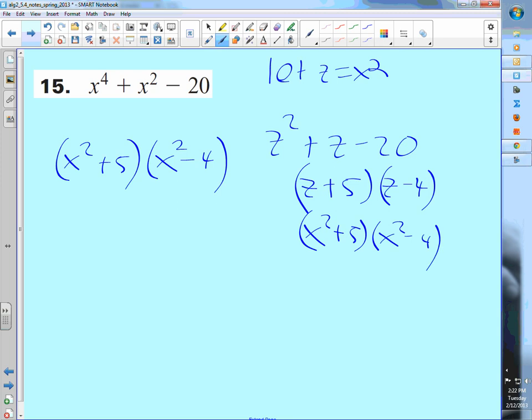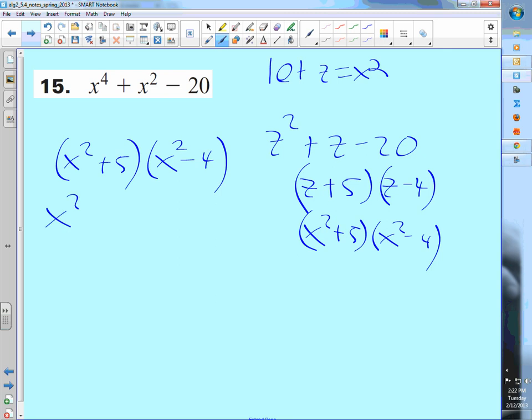Some people really prefer doing this. You let c equal whatever the variable to this power in the middle is, and then you work that problem out. And a lot of people find that to be the best way, the safest way for them to go. Others just say, look, this power is half of this, I'm good to go.